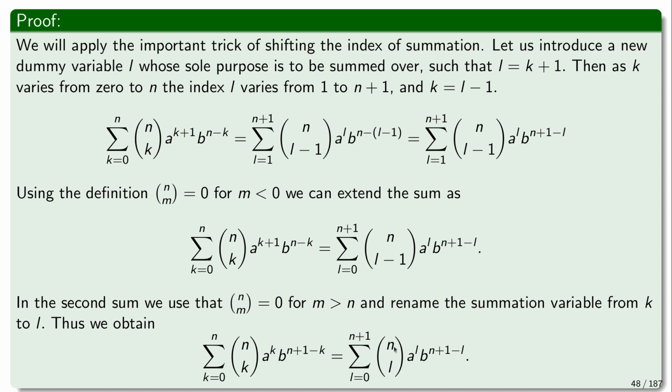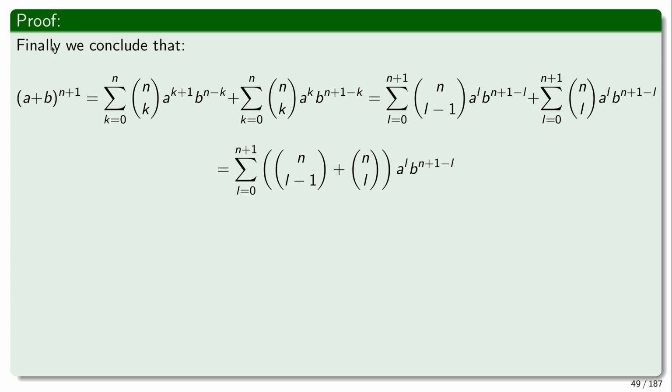And now that we have done those tricks, we can add those two sums together as we were supposed to do. So finally, we conclude that when we take a plus b to the power of n plus 1, we had that this is the sum of those two expressions, and then they can be rewritten as we've shown. This sum can be rewritten as this sum, and this sum is equal to this sum and can be written as the following sum. And then when we add them up together, we have that the coefficient is the sum of those coefficients, right? And this is a to the power of L, b to the power of n plus 1 minus L. So the sum of the powers is n plus 1.